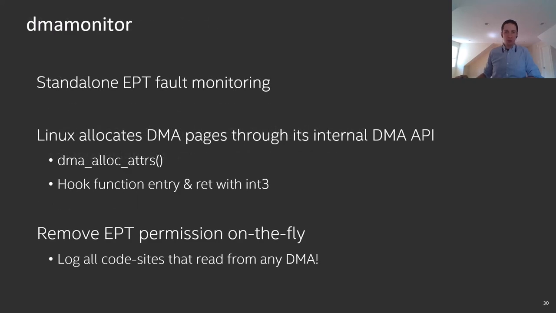The idea was to use a standalone EPT fault monitoring tool that we developed for this called DMA Monitor. And what this does, it actually hooks the kernel's DMA API to be able to track which pages are used for DMA and remove the EPT permissions from those pages on the fly. By doing that, every time a kernel code is trying to fetch memory from pages that are DMA accessible, we would be able to track and log the instruction pointers so that we would have a whole list of locations in the kernel that we can see performing DMA accesses.